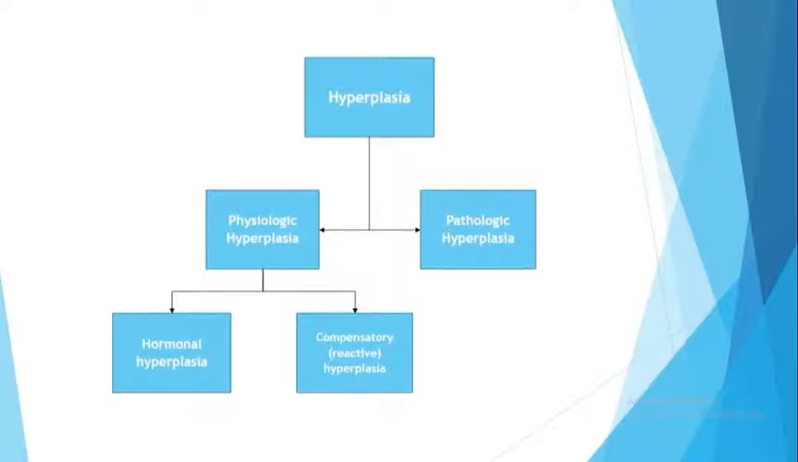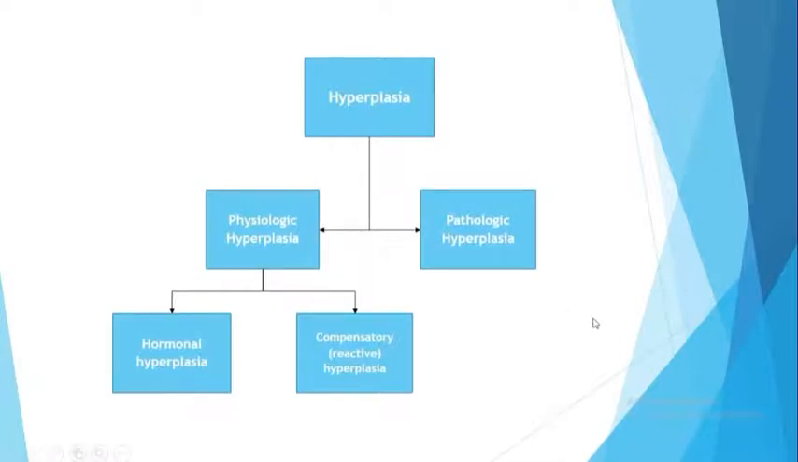A clear example for that is when a part of a liver is resected, then the remaining cells of the liver are going to begin proliferating as early as 12 hours later, and eventually these cells have the ability to restore the liver to its normal weight in just a period of 4 to 6 weeks. So this is an example of compensatory or reactive hyperplasia.